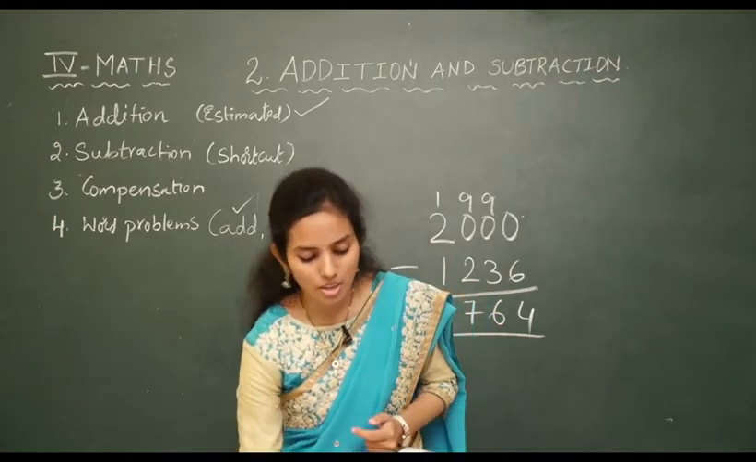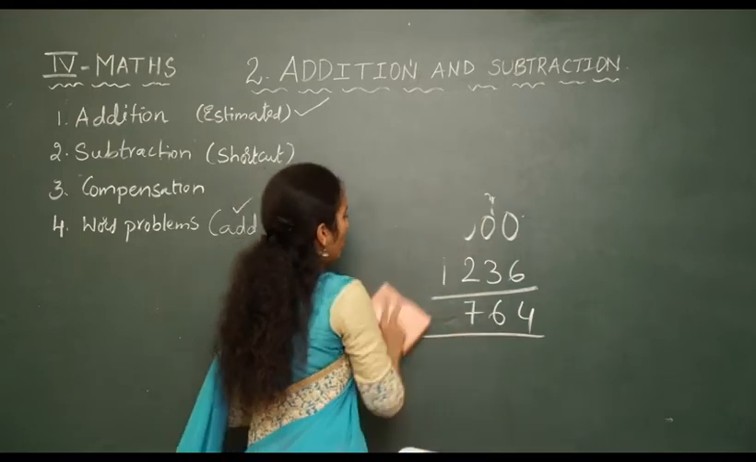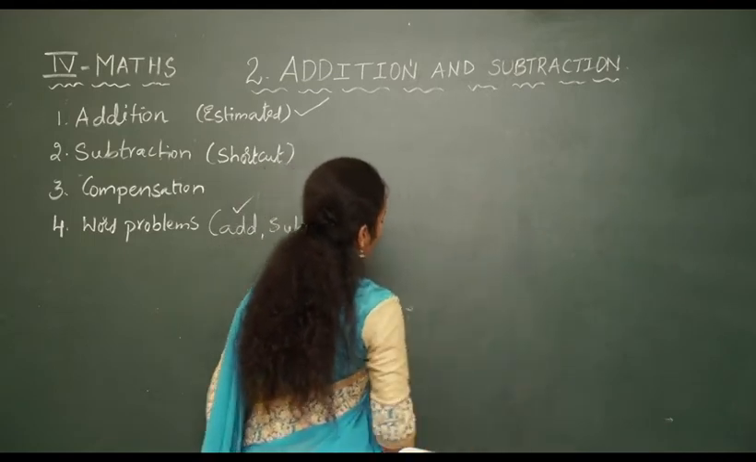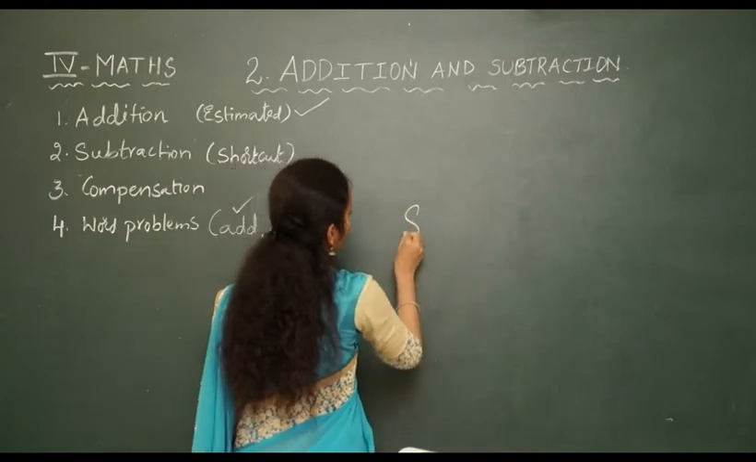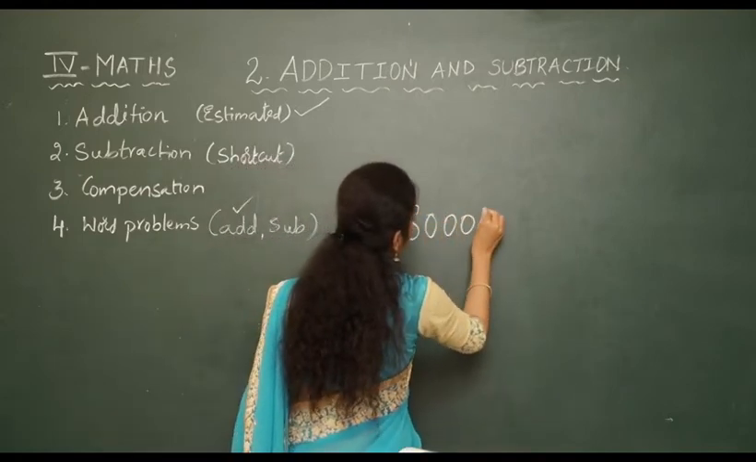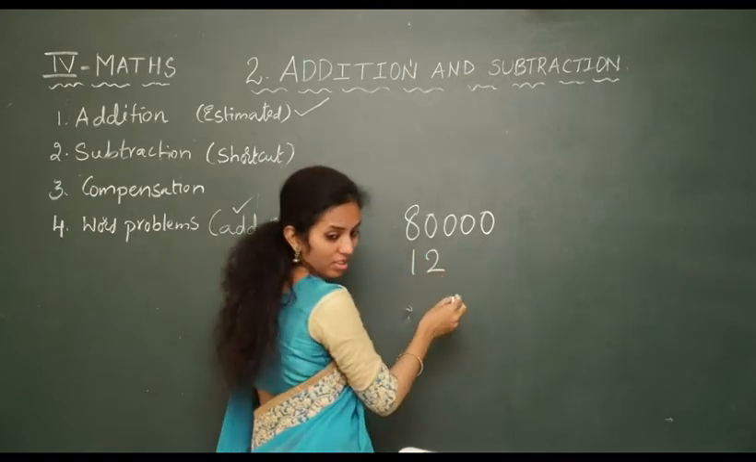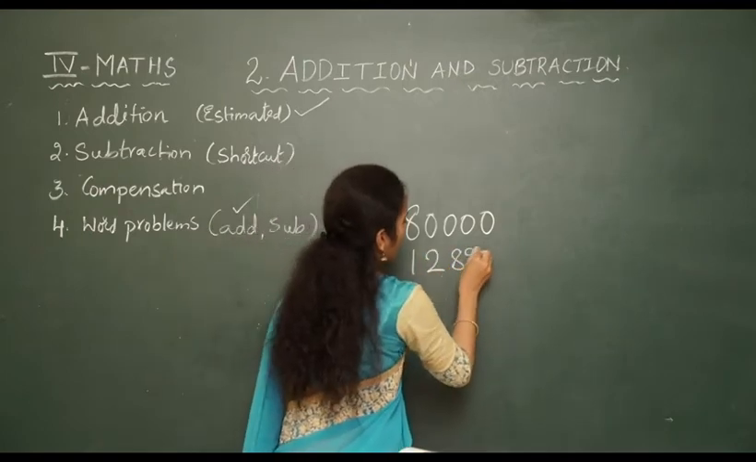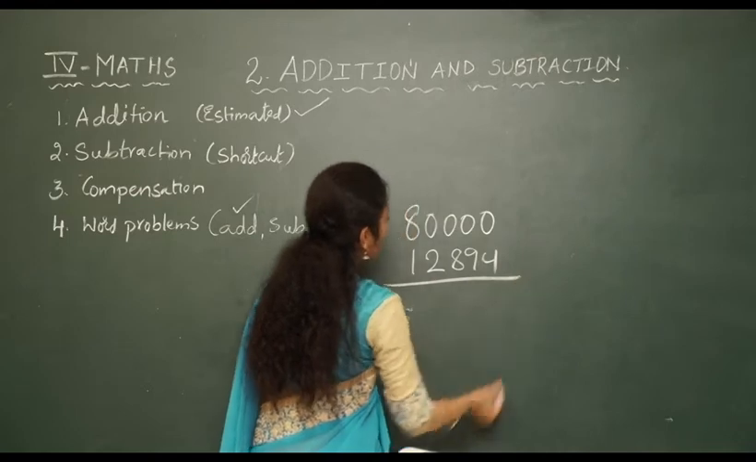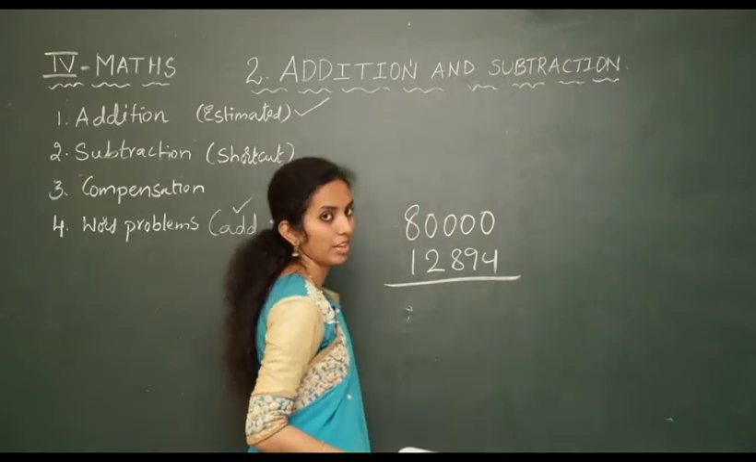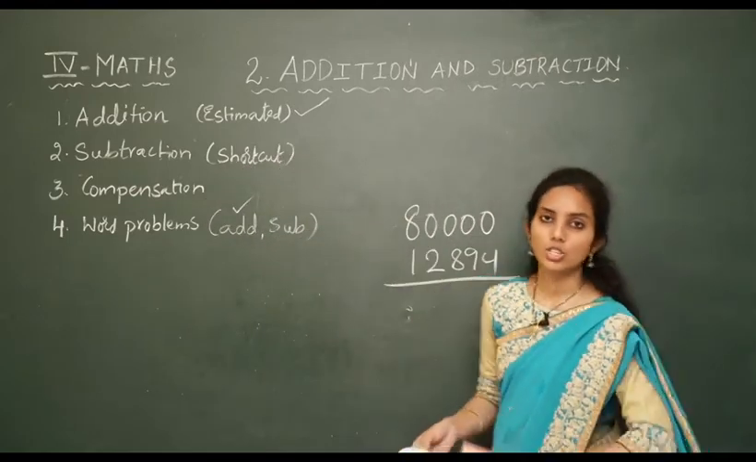Next, solve using the shortcut method. The shortcut method. This is very interesting. 80,000 minus 12,894. We are allowed to do the shortcut method here.